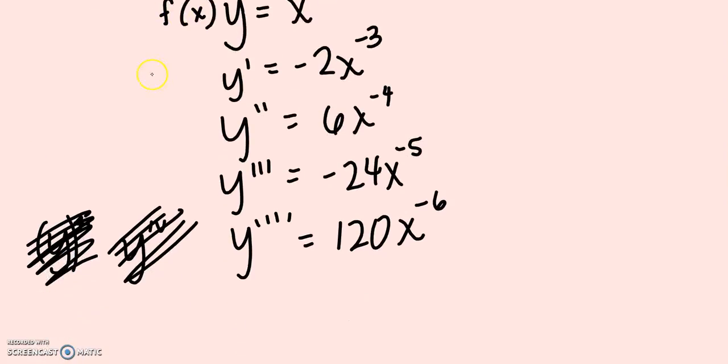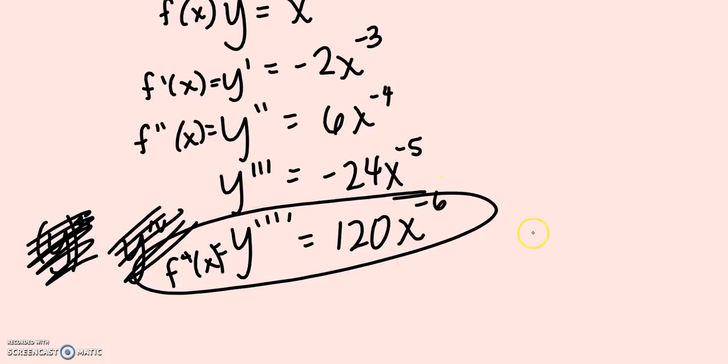So then, when you start doing the calculus part, right, this is the first time we've actually done calculus, you can label these, and then when you get to here, you can actually write the fourth derivative of x. This is your final answer. You can leave it like that if you want, or you could write 120 over x to the sixth.